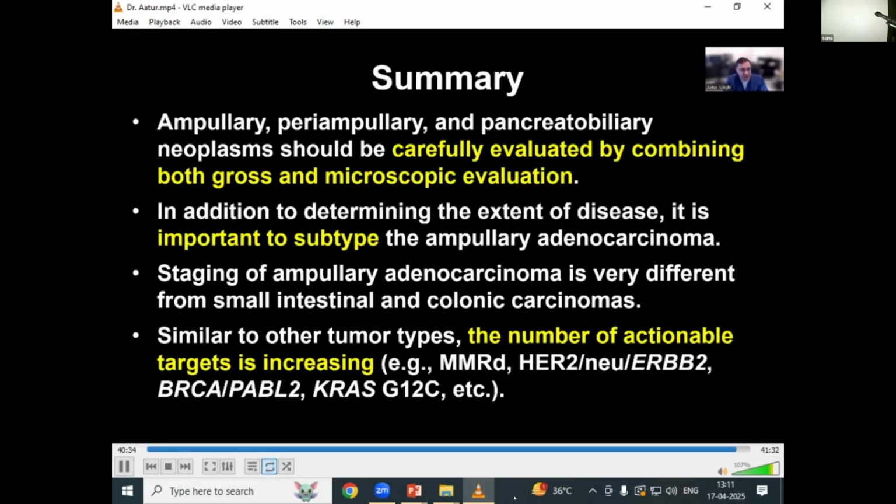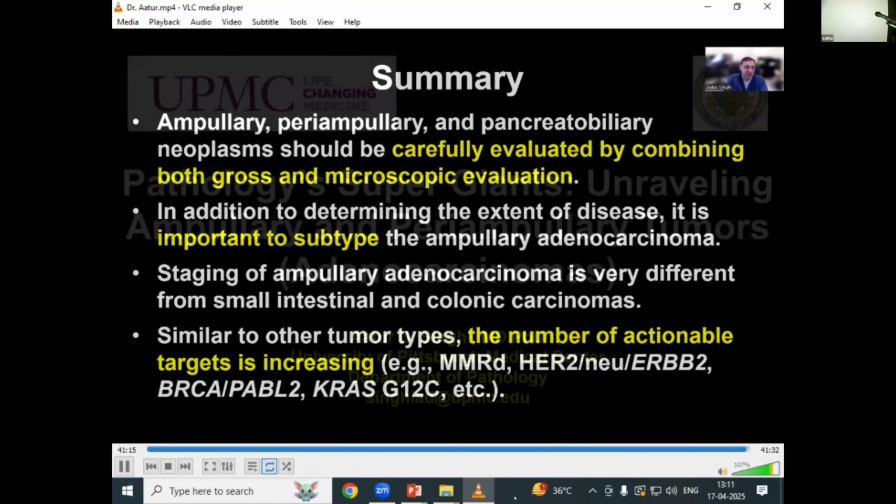And then similar to other types, we now have actionable targets. And it's hard to fathom that 5 years ago, we didn't have these, which not only include mismatch repair and HER2, which I've discussed, but now we're seeing an evolution of BRCA testing, POLE testing, KRAS G12C, and other KRAS inhibitors that are coming down the pipeline. And so I think that in the next couple of years, it's a very exciting area of trials, research, and actually clinical implementation.